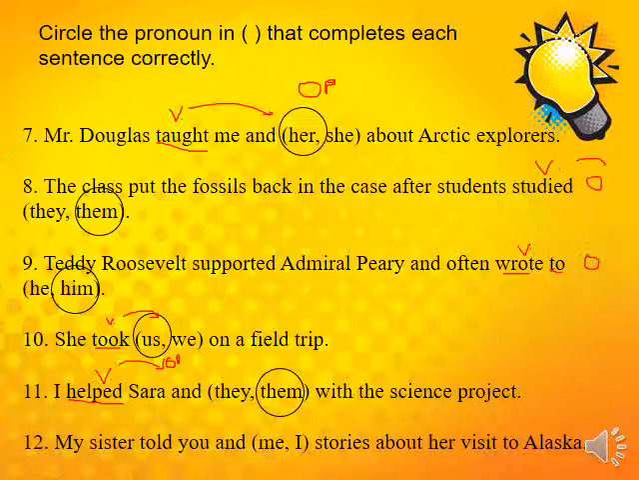Them. My sister told you. So told here is the verb. After the verb I need an object. Me or I is the object? Me.